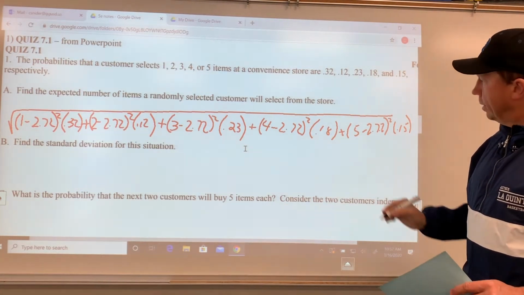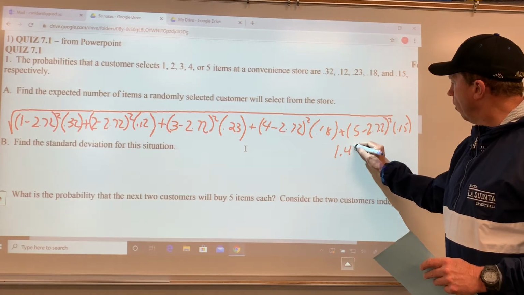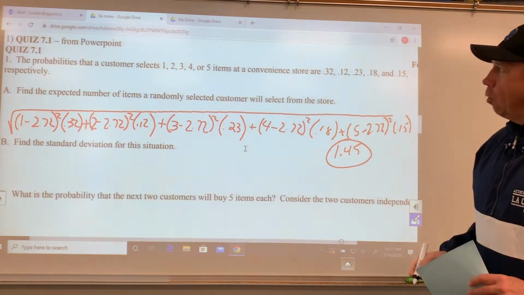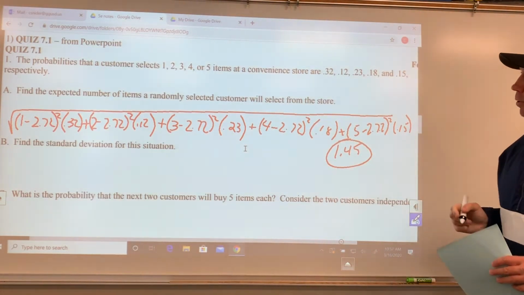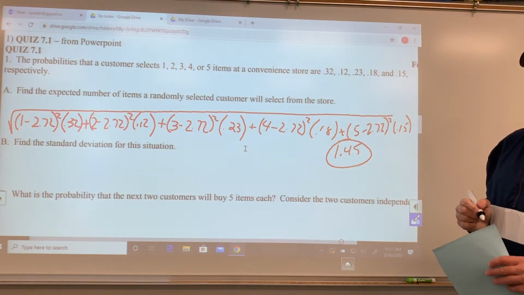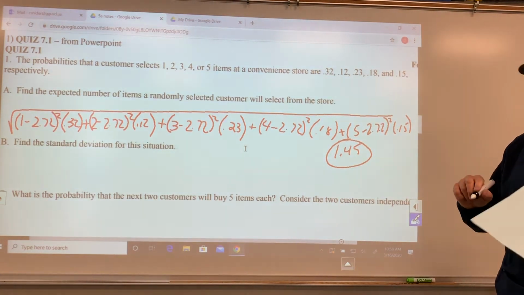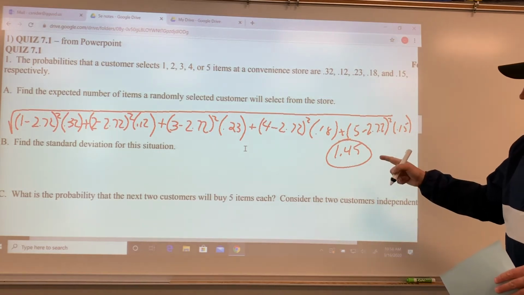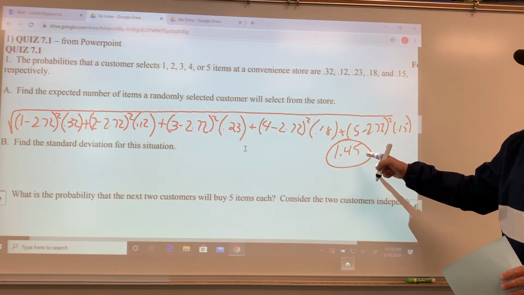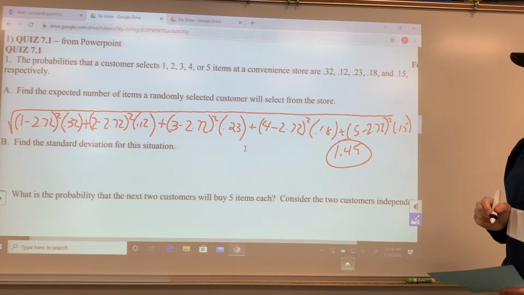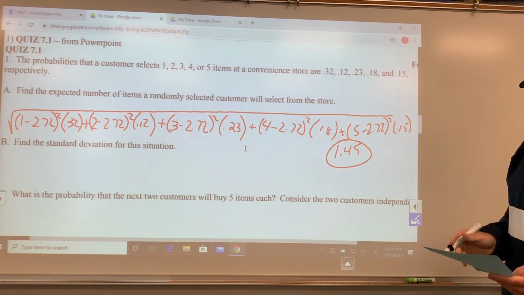And that comes out 1.45. So while the average number of items you buy from a convenience store is 2.72, all of which are toilet paper at this point, the standard deviation is 1.45, okay? So that's the standard deviation.